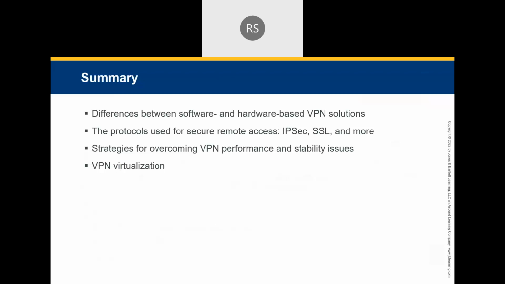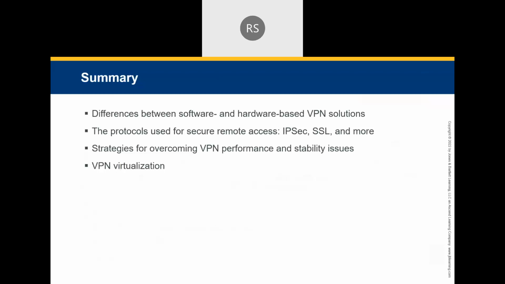We've also looked at the protocols used for secure remote access. IPsec and SSL are two common protocols used for VPNs. IPsec provides secure communications at the IP layer, while SSL is commonly used for web-based VPNs. We also covered some strategies for overcoming VPN performance and stability issues. Some of the factors affecting VPN performance include the VPN type, the protocol, client configuration, bandwidth, and maybe the encryption level.